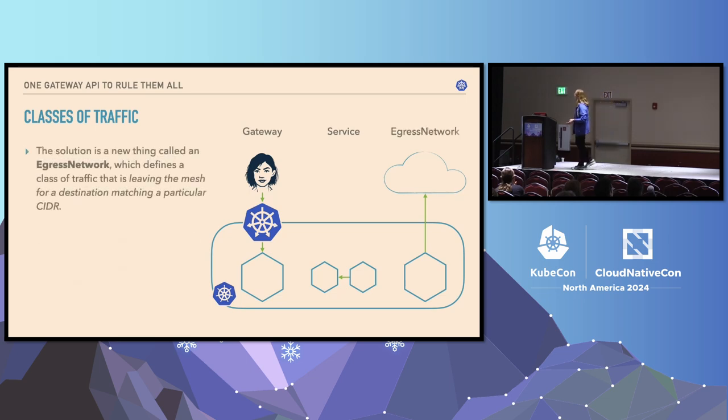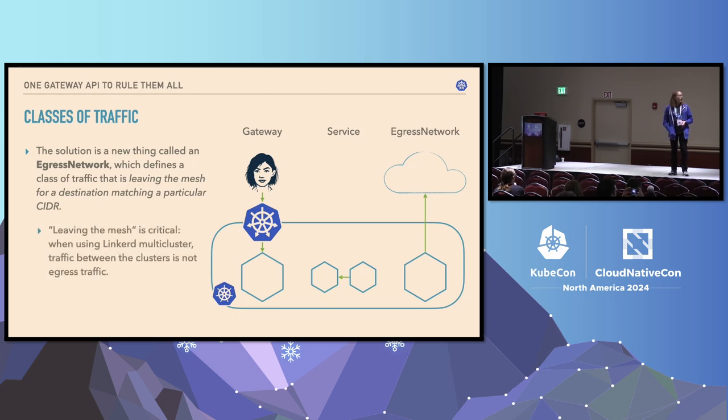Really, we need something new. And the thing we came up with for Linkerd is called an egress network, which has a pretty specific definition. It's talking about a class of traffic that is leaving the mesh for a destination that matches a particular CIDR. That phrase, leaving the mesh, is particularly important here. If you're using Linkerd multi-cluster, traffic between your two clusters is not egress traffic because it's still within your mesh. Same thing applies if you're using Linkerd to do external workloads. Not egress traffic because you are staying within the same mesh.